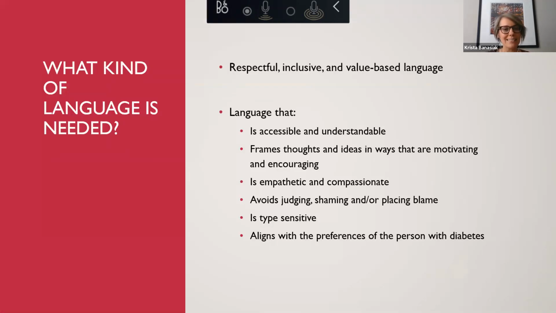So if this is the case, what kind of language then is needed? Well, above all, we're looking for language that is inclusive, collaborative, and values-based. We're looking for language that encourages and enables people with diabetes to actively participate in their self-care, and that reflects a holistic approach that deals with people at the level of their entire lives, not just with their diabetes control.